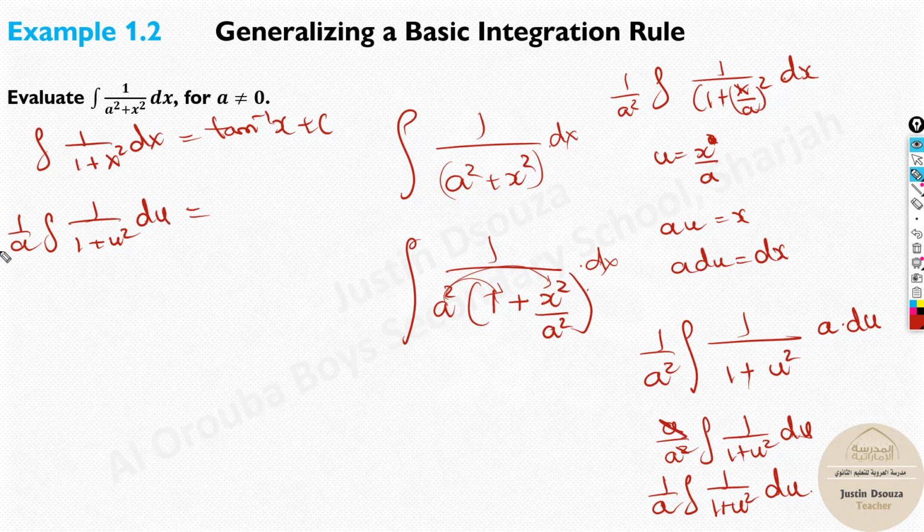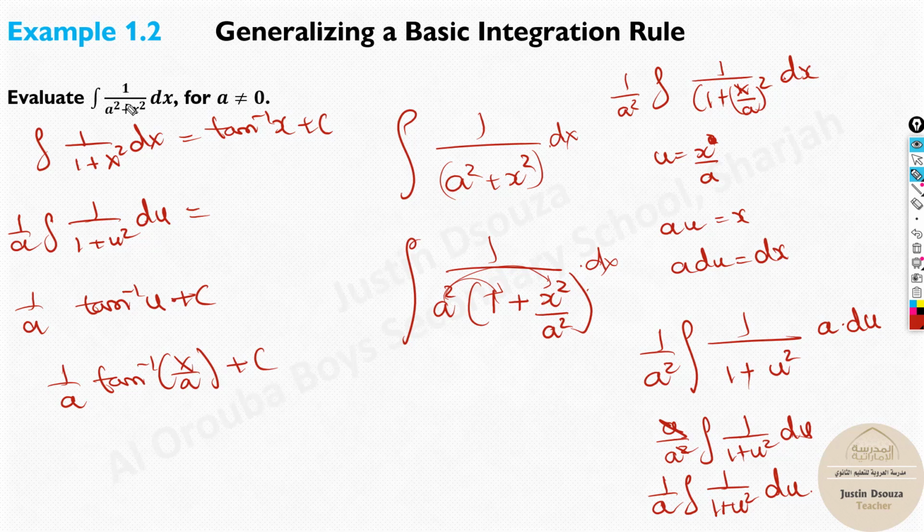This will be equal to, this 1 by a will remain. I'll just write below, 1 by a will remain. This term becomes tan inverse u into a plus c. Now don't forget to substitute back what was u. 1 by a tan inverse x by a plus c. This is the answer. Let me just quickly run through this again.